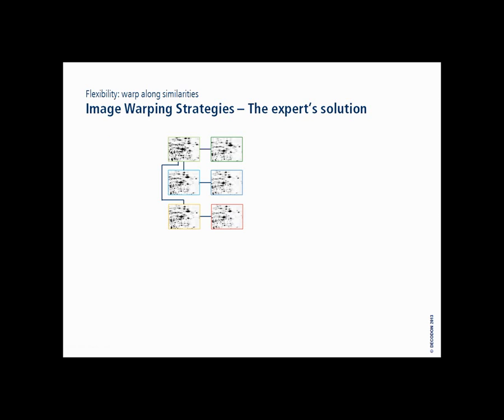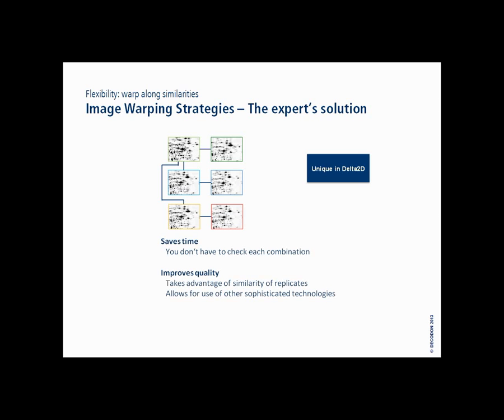This approach saves time. You don't have to check each possible combination or image pair. That means you just have to check and warp n-1 pairs for n gels. For 20, you have just 19 warpings, and not every possible pairwise combination needs to be warped directly. And it improves the quality because we can warp along the similarities as I have explained. So you are very free to define such kind of warp graphs.